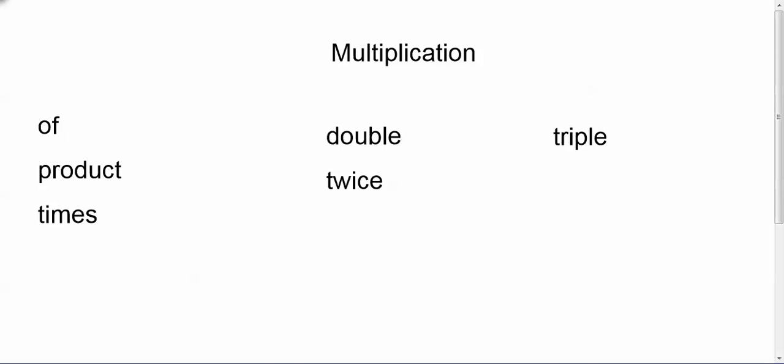When you have multiplication, a key word would be of. A lot of people don't understand that when you have half of something, it means you're multiplying it by 1/2. Like product, you see all the time, obviously times. Double and twice means multiply something by 2, right? And triple means by 3, quadruple means by 4.